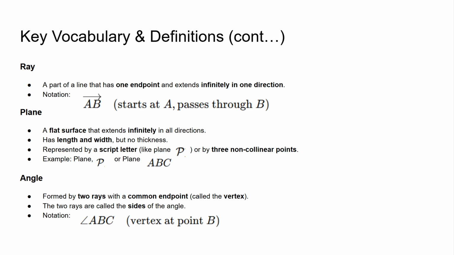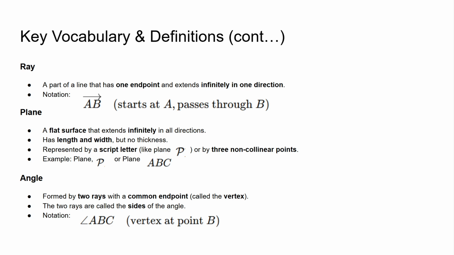A plane is a flat surface that extends infinitely in all directions. It has length and width but no thickness. It is represented by a script letter like plane P or by 3 collinear points. For example, plane P or plane ABC.